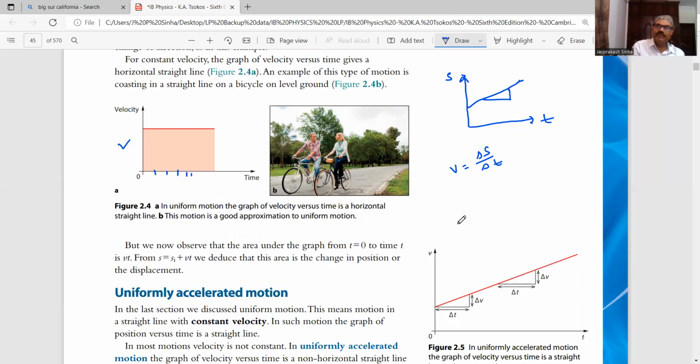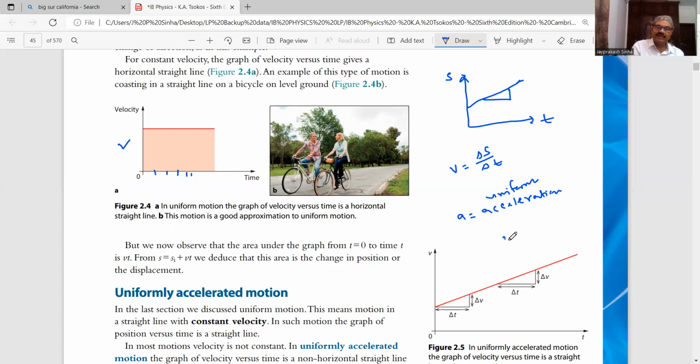Similarly, if a body is moving with uniform acceleration, that is, a is equal to acceleration, and that is uniform also, it means acceleration is not changing, but velocity is changing. Velocity is changing at a constant rate, which means this is uniform acceleration. So just like we get the velocity from the gradient of the s-t graph, here also from the v-t graph, the gradient of the straight line will give you the acceleration.